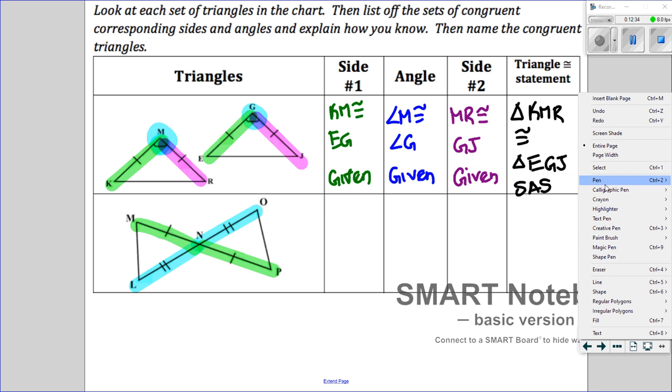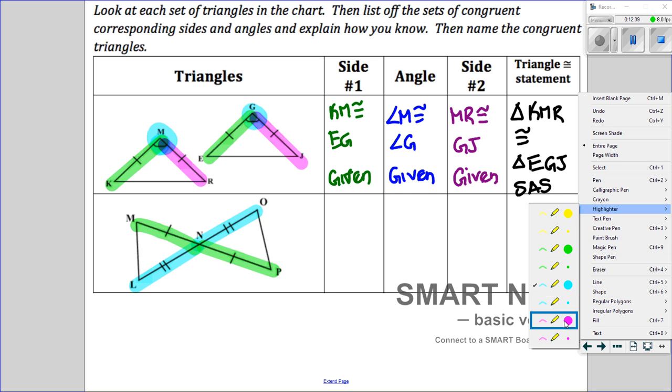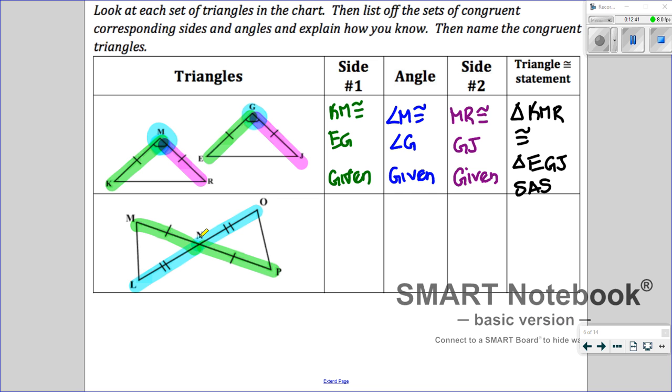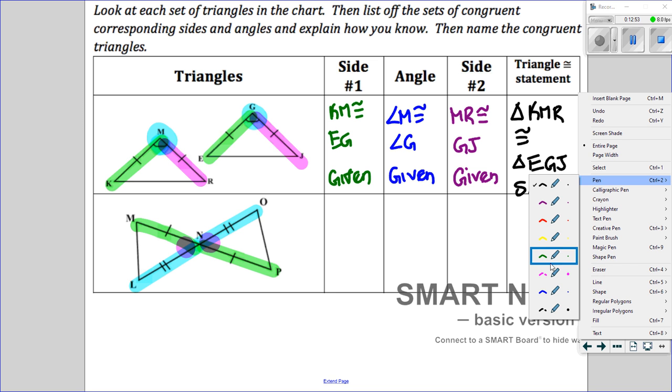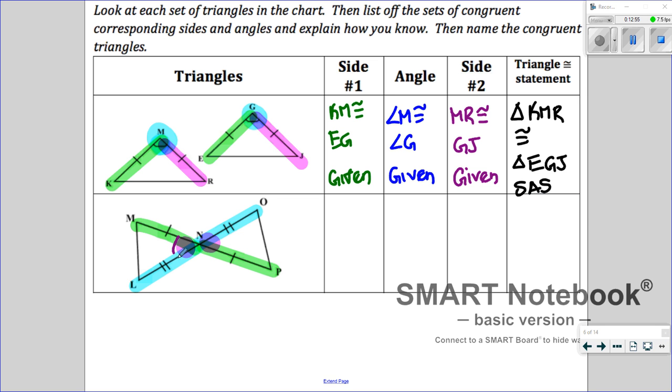And now for the angle. If you remember back when we were talking about types of angles, when you have two lines intersecting each other at a common point, they create vertical angles. So this angle, MNL, and ONP, are going to be congruent. And I'm going to mark that with purple. So this angle and this angle are congruent because they're vertical angles.